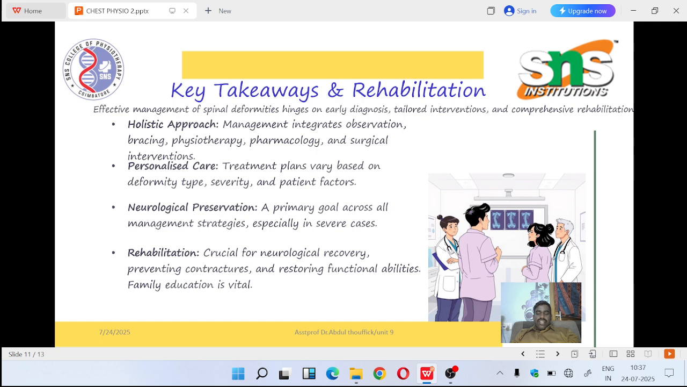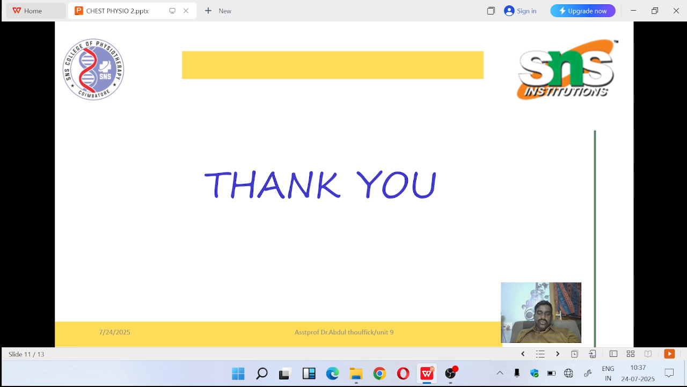What are the rehabilitation takeaways? Successful management combines early diagnosis, tailored treatment, and comprehensive rehab. Rehabilitation includes strengthening exercises for weak muscles, preventing contractures, improving posture and spinal mobility, and educating the families for the long term. Our main aim is to preserve neurological function and improve the quality of life.